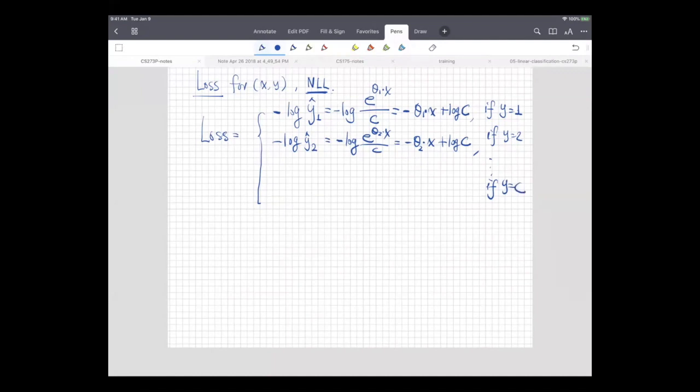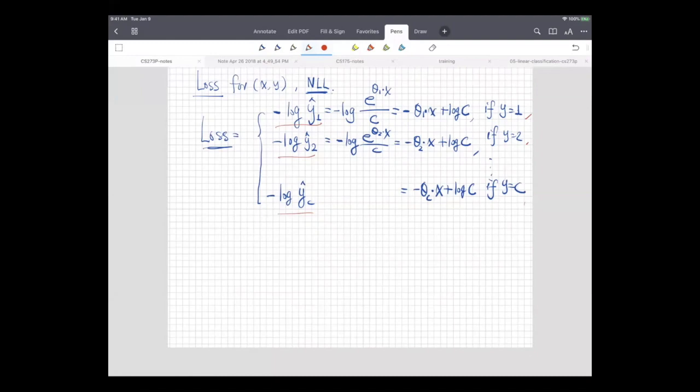And so you can write all of them: for class c, that will be negative log of y c hat, which will be equal to negative theta c dot x plus log of that constant. So that's my loss function. In order to calculate the loss function, I just need to pick one of these terms, either this one or this one or this one, depending on the actual class label that I have. That's how I construct the loss function. So that's pretty much it.